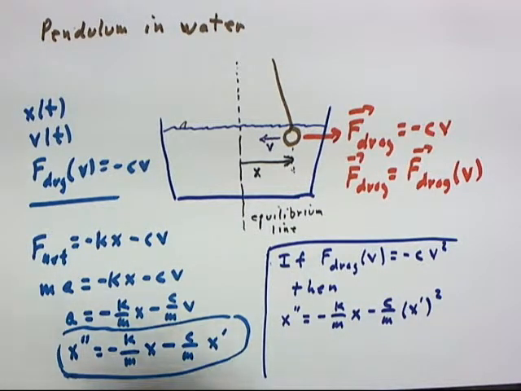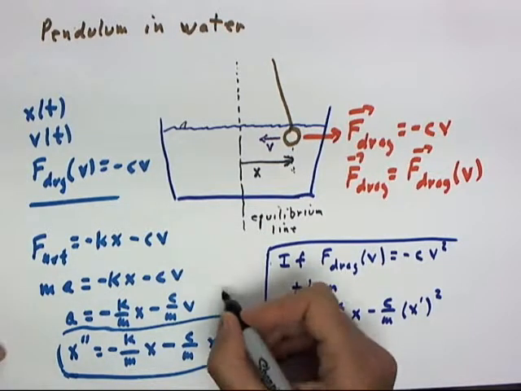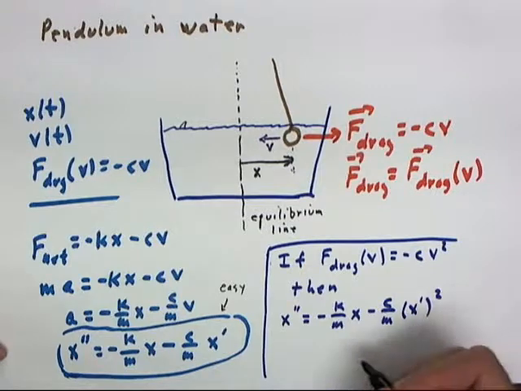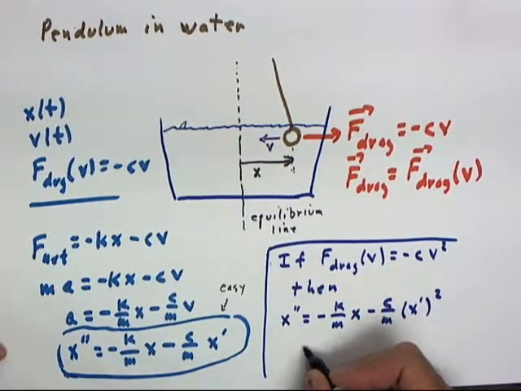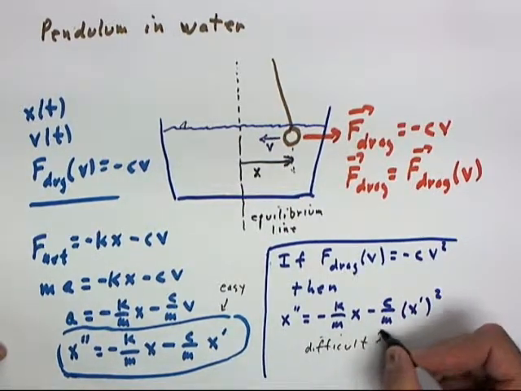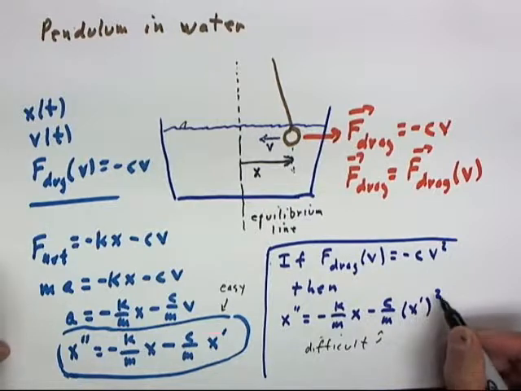So as we're going to see later, this equation is easy to solve. This equation is difficult to solve because of the square on the x prime.